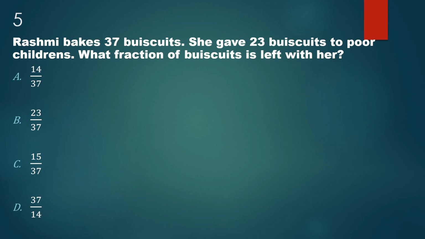Fifth, Rashmi bakes 37 biscuits. She gave 23 biscuits to poor children. What fraction of biscuits is left with her? So total 37 biscuits are with her. Numerator we have to check. So subtract 37 minus 23. What will you get? 14. So what fraction of biscuits is left with her? 14 by 37. So option A is your correct answer.